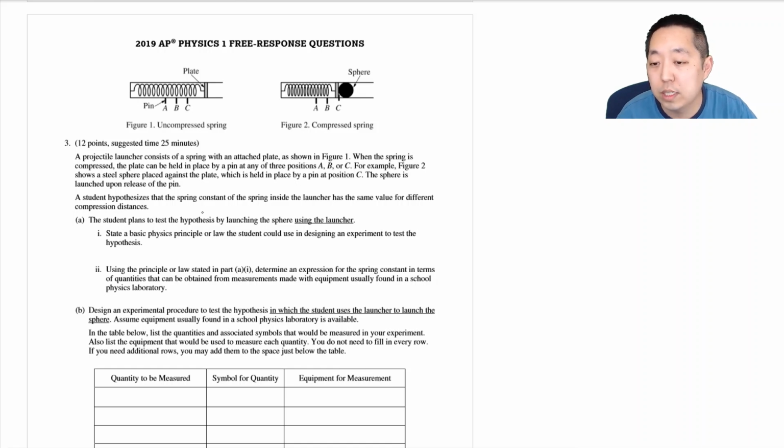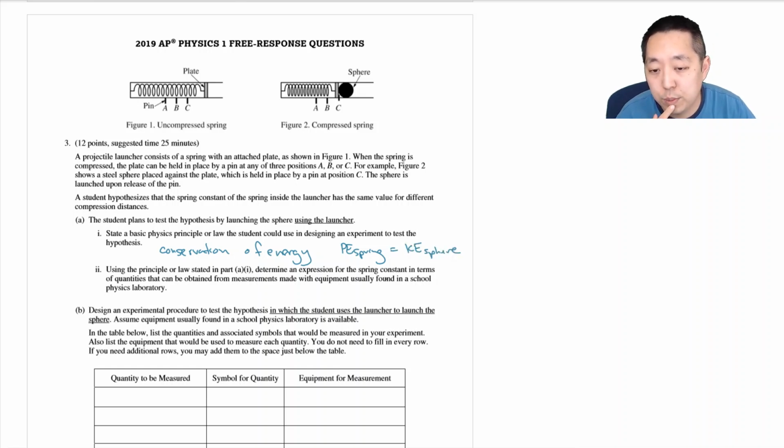A student hypothesized that the spring constant of the spring inside the launcher is the same value for different compression distances. The student plans to test the hypothesis by launching the sphere using the launcher. State a basic physics principle or law the student could use in designing an experiment to test the hypothesis. You're going to use conservation of energy here, because what we want to say is that the energy in the spring, the PE of the spring, is going to get converted into the kinetic energy of the sphere.